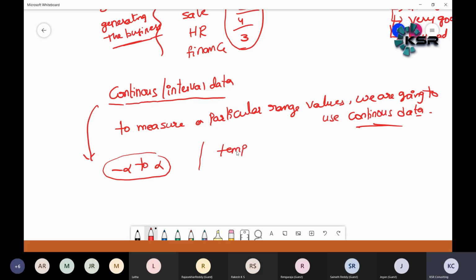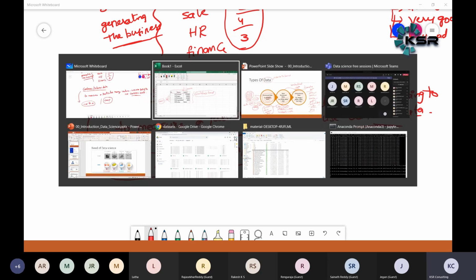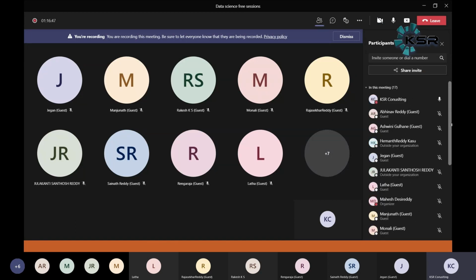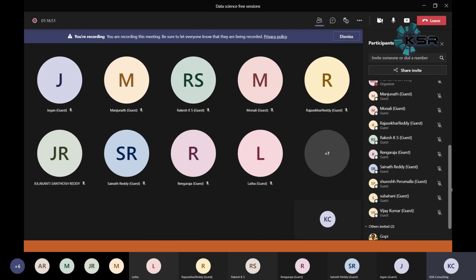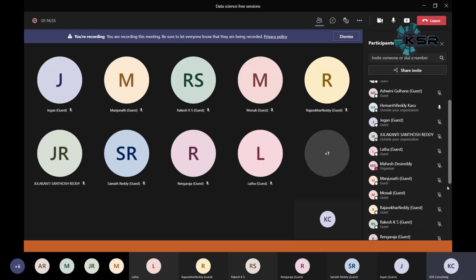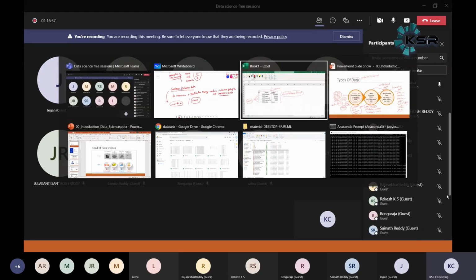Some of the examples for temperature. So what is the temperature today? Kasu Hemant Reddy, what is the temperature today? Are you there? He left the meeting. Okay, Hemant Reddy, what is the temperature today? Someone asked what is the temperature today?